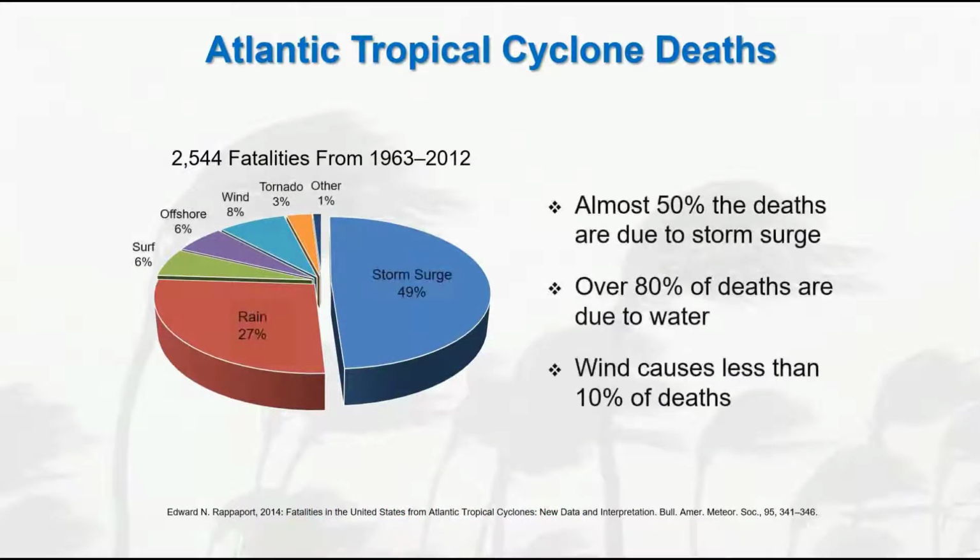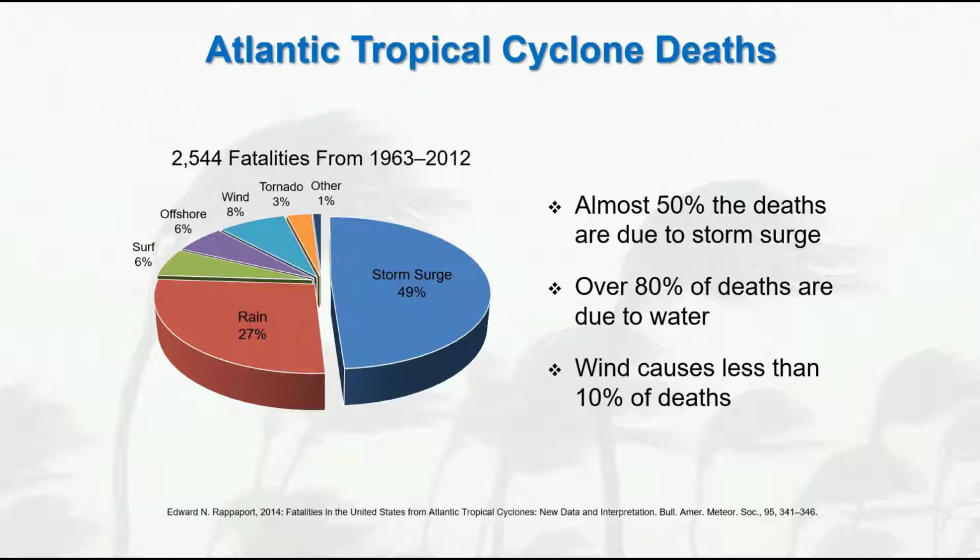Now, this chart will show the different amounts of deaths associated with hurricanes from 1963 through 2012. As we can see here, almost 50% were due to storm surge, and over 80% were due to water. Amazingly enough, wind only causes less than 10% of all deaths within a hurricane. So the water is definitely the most dangerous part of the hurricane.